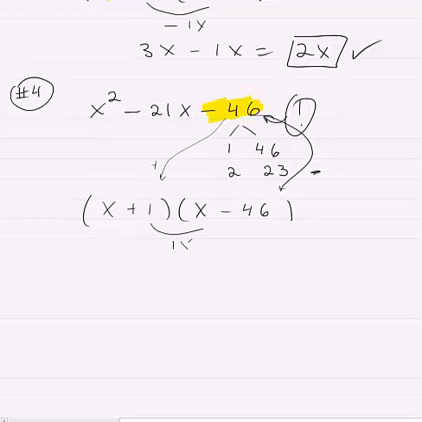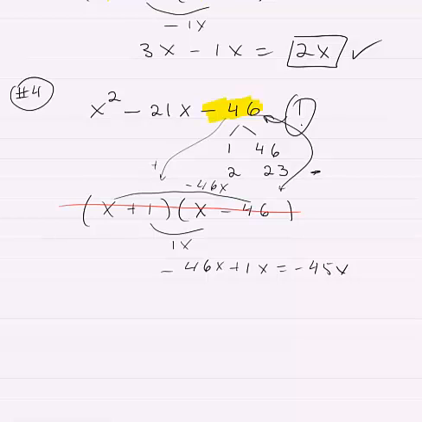Okay, so that's 1x. That's minus 46x. And then it doesn't give you 21, does it? No, it gives you minus 45x, which is no good. All right, that's not what you need, and therefore this is not the answer. Okay, alrighty, so then you try the other one.